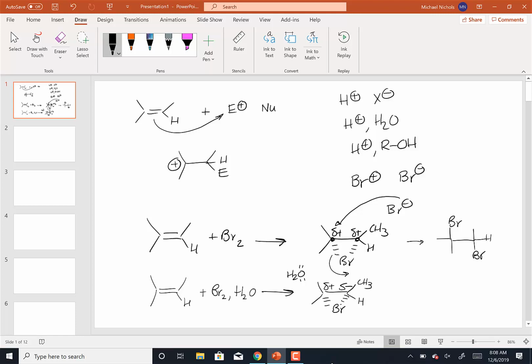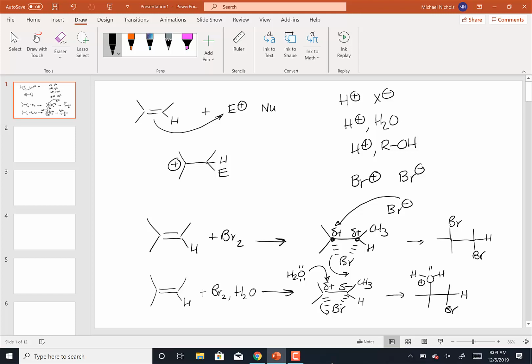The one on the left, because it's the carbon with the most delta positive charge. It's the carbon that's most substituted. So the water will come in and add to the carbon on the left, and I will end up forming an oxonium ion. Remember, you don't want to skip those steps. You'll end up with the oxonium ion, and then the oxonium ion is going to lose H plus to give you the OH.